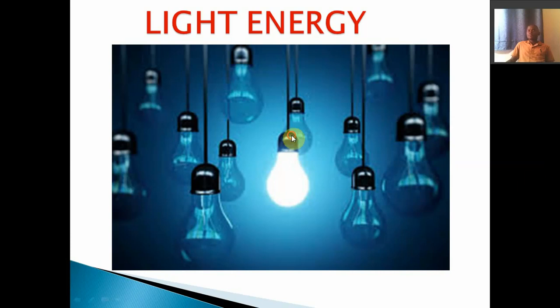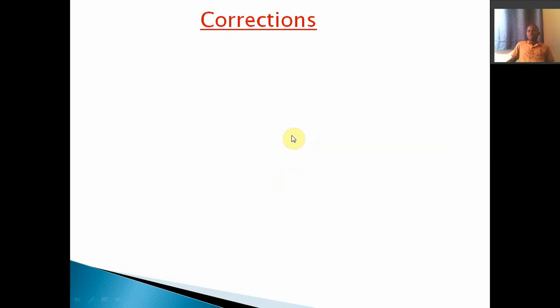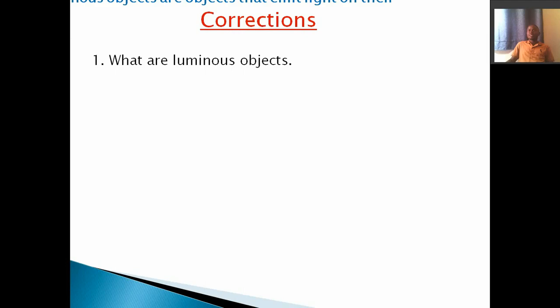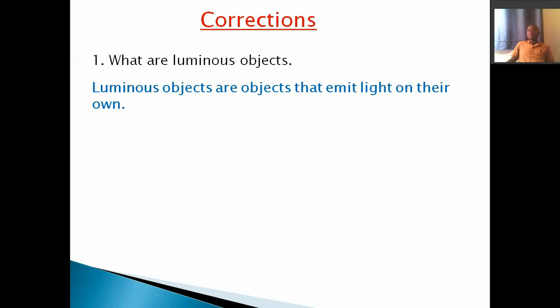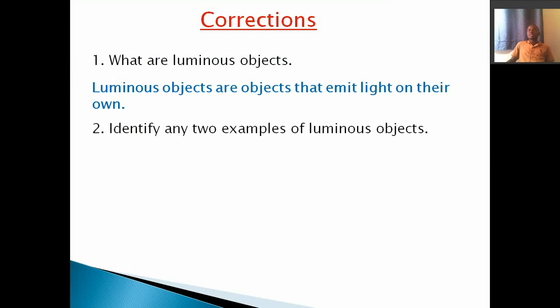For today, I want us to begin with the correction of our previous work. I remember giving you an activity, and these are the corrections of that activity. Our number one was saying, what are luminous objects? And our answer is, luminous objects are objects that emit light on their own. Number two was saying, identify any two examples of luminous objects. And the answer is the sun and the stars.